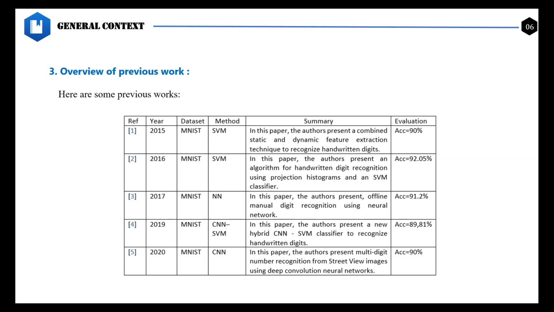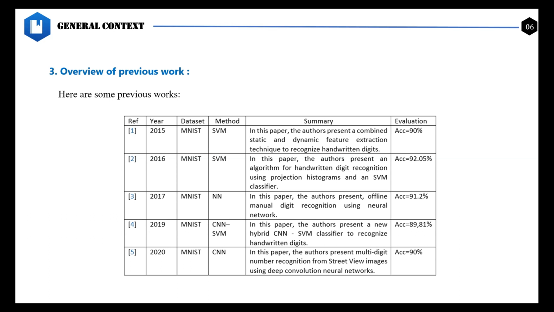And for the feature extraction, in a handwritten digit recognition system, the feature extraction phase consists of obtaining the most relevant volume of information that will be provided to the classifier later on. And finally, the classification allows us to transform the attributes characterizing the shape into class membership.